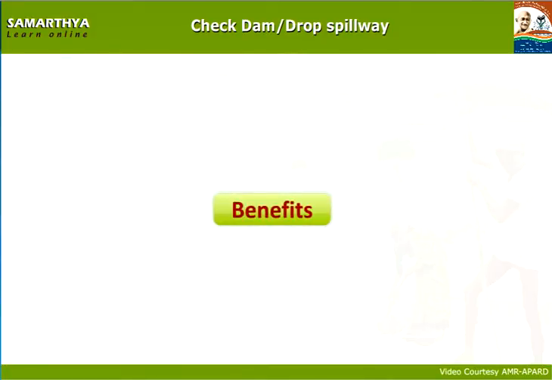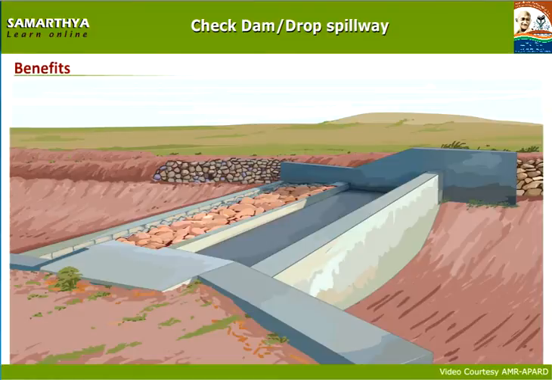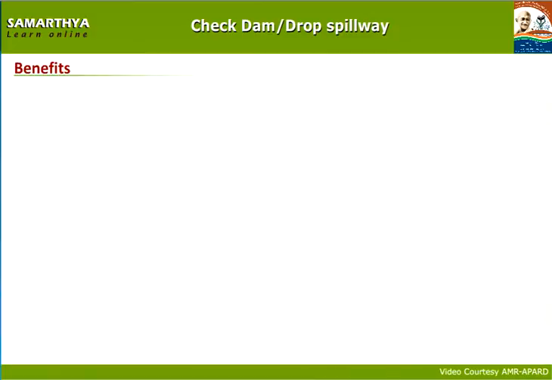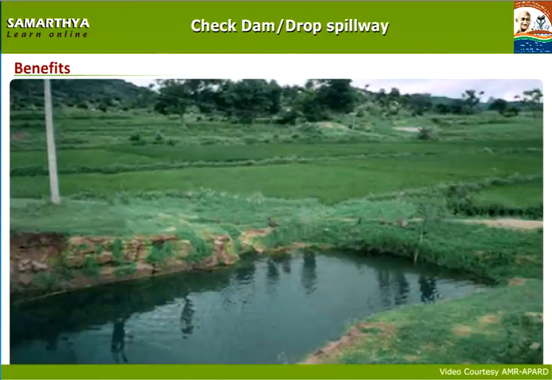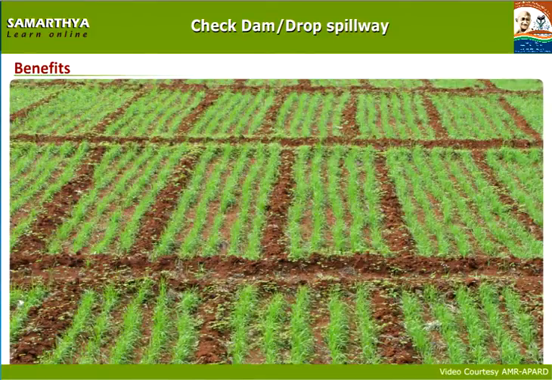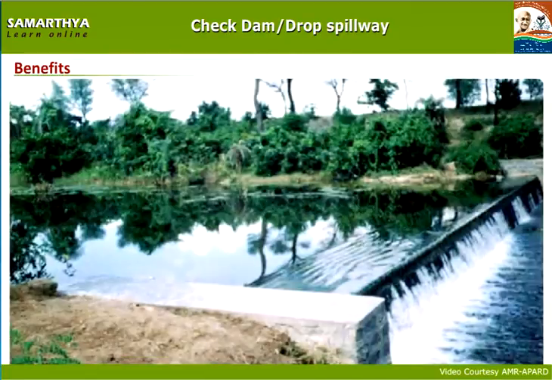Benefits of check dam. Now let us know the benefits of check dam. Check dam helps to increase groundwater levels by absorbing runoff water. Water levels in open wells in nearby areas will increase. Due to the increase of water levels in open wells and bore wells, cultivating area will increase. Check dam decreases the velocity of runoff water in streams. Check dam protects the walls of streams from erosion due to flow velocity.